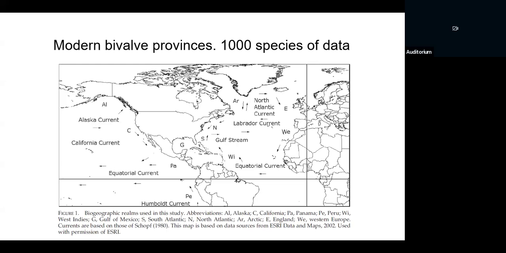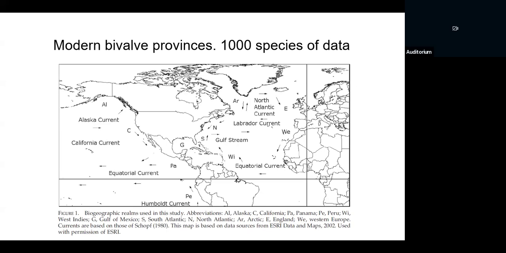The problem is that there's a symmetrical magnetic field around the Earth. And because of that, we can't get paleolongitudinal data. It's sort of been a bugaboo among geologists and really limited our ability to create reconstructions of what the plates were like in the past. So here was my idea. I decided to, one year, get lots of data on modern bivalves. I collected almost 1,000 species of data.